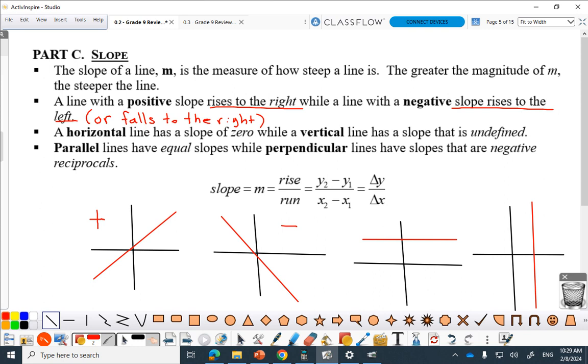Vertical lines have a slope that's undefined. We don't have any way to talk about what that slope is, and when we go to do rise over run, we'll see why in just a second. Parallel lines have equal slopes. That's easy enough if the lines are parallel.